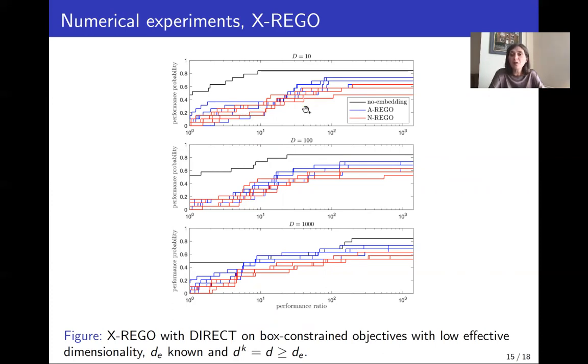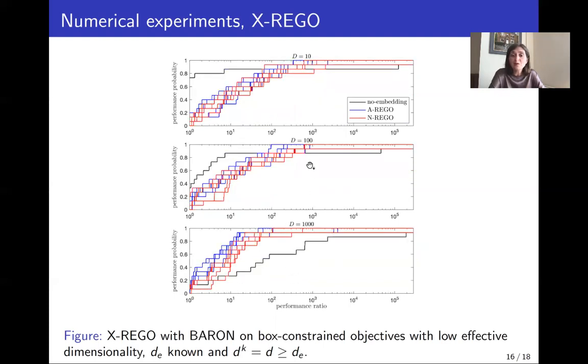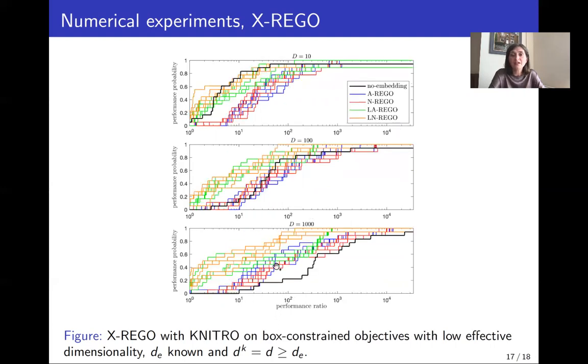We see that for small problems, the no embedding approach wins. So just applying the global solver. However, when the dimension of the problem is large enough, we start seeing some gains for using random projections. Even more so with Baron, you can see here that for 1,000, our random projections wins over no embedding Baron.